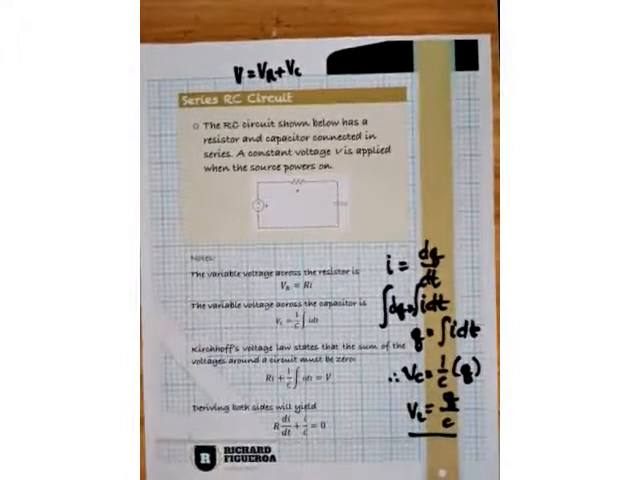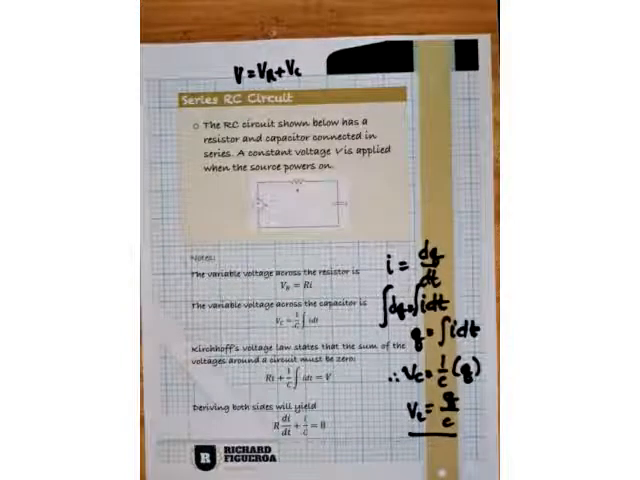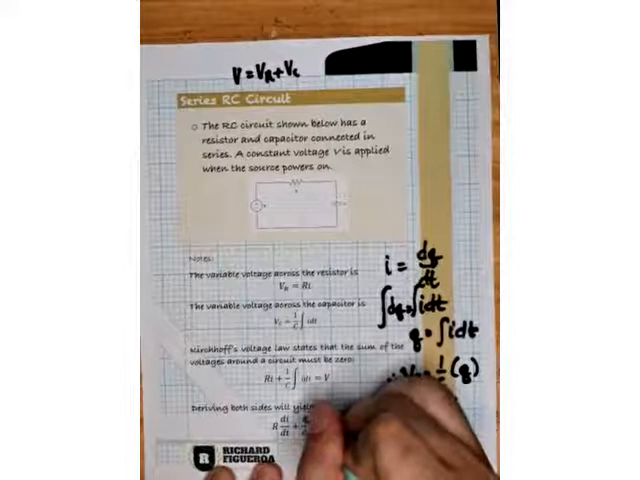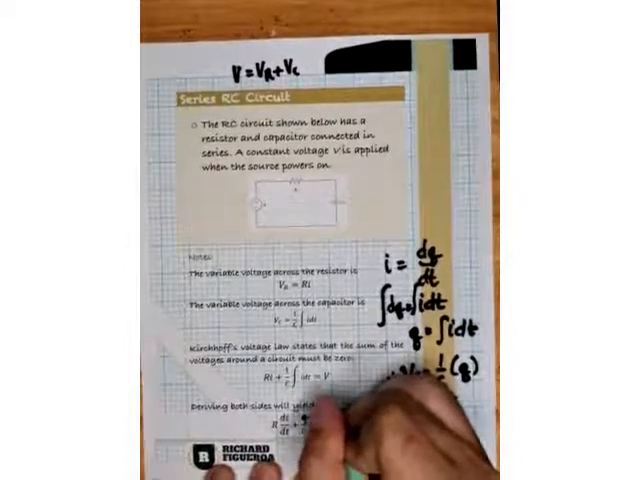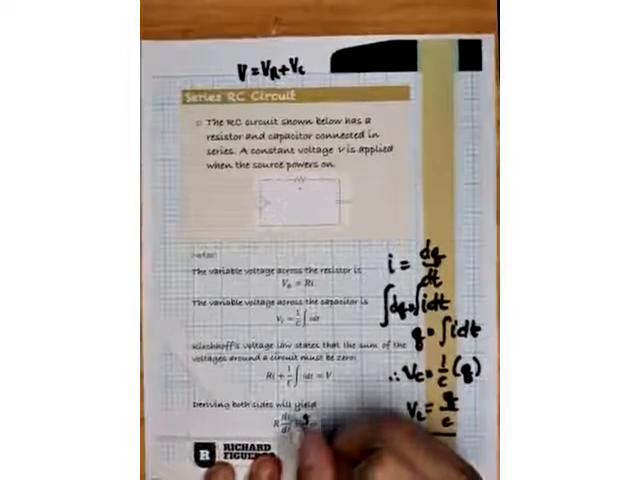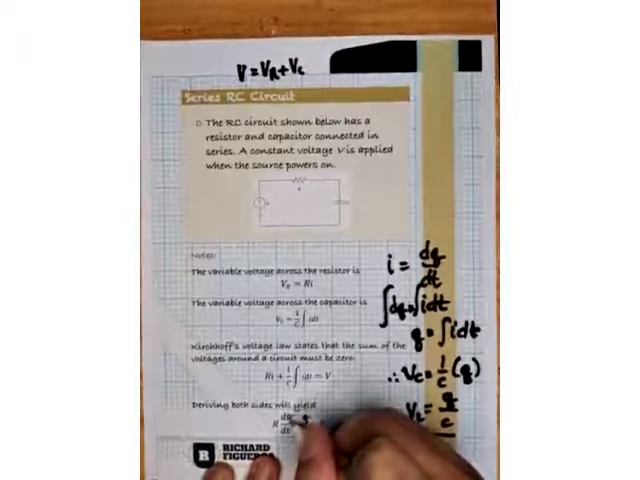Okay, so that's I over C. That's Q over C. And this is not dq di over dt. This is dq over dt.